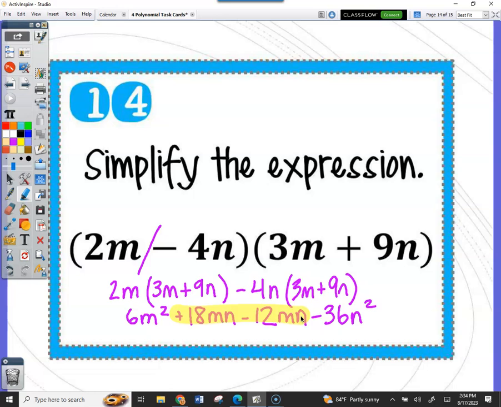So the whole thing would be 6m squared plus 6mn minus 36n squared.